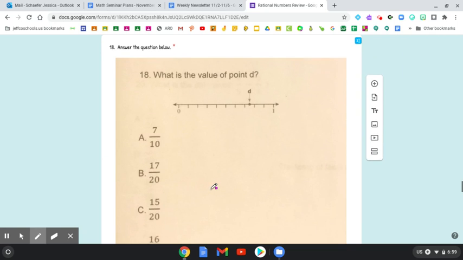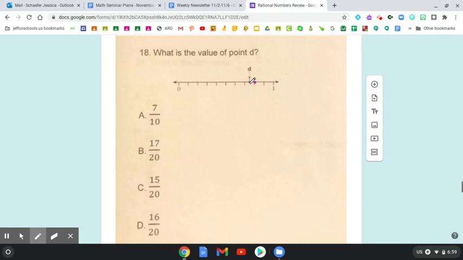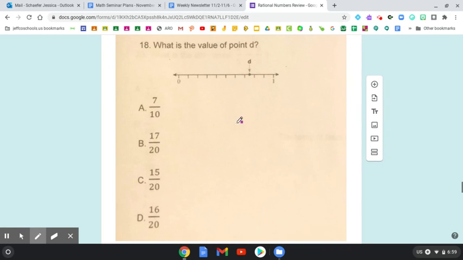Number 18, what's the value of point D? D is kind of happening in between two numbers. So I'm going to think about what the big numbers would be and then figure it out from there. So I have 1, 2, 3, 4, 5, 6, 7. I'm skipping past there. That's 8, 9, 10th. These are tenths.